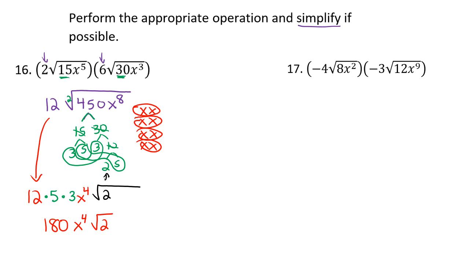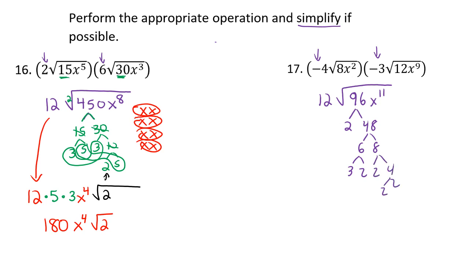17. Once again, multiply the outside numbers, multiply the inside numbers. Negative 4 times negative 3 is positive 12 square root. 8 times 12 is 96. And when we multiply, we add exponents, so 2 plus 9 is 11. We're going to break down the 96. So we're going to have 2 times 48, 6 times 8, 3 times 2, 2 times 4, 2 times 2.